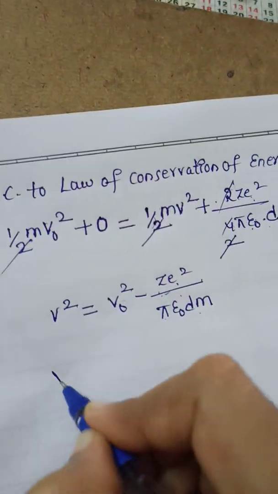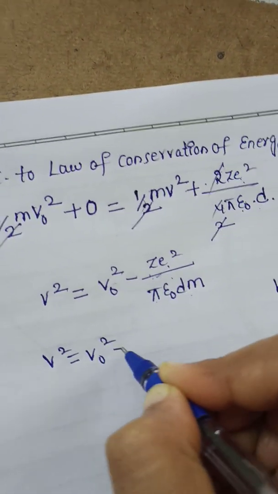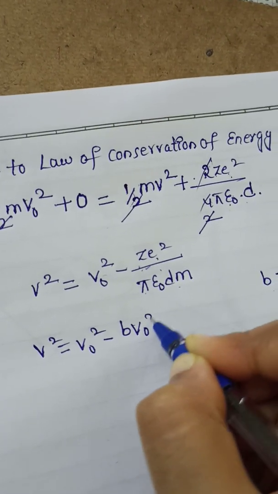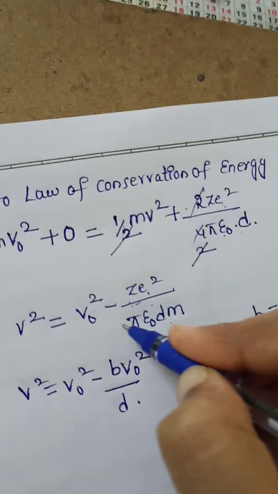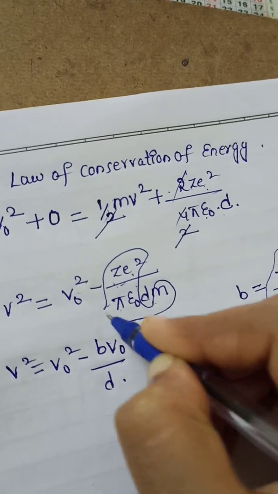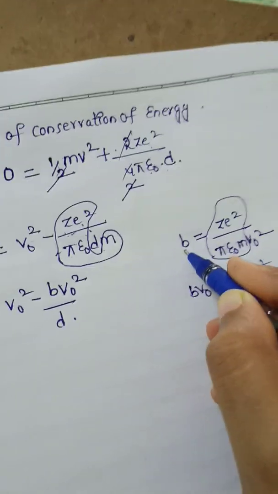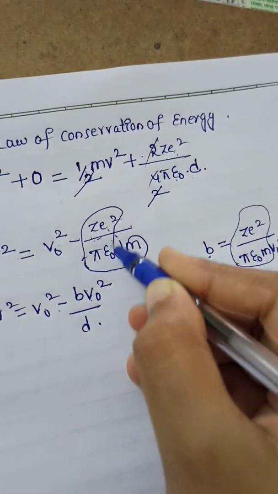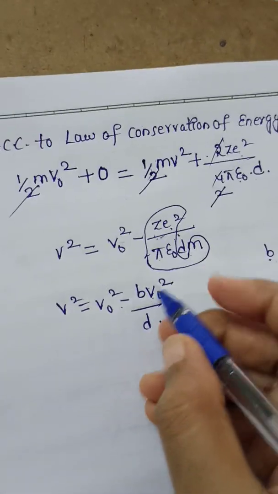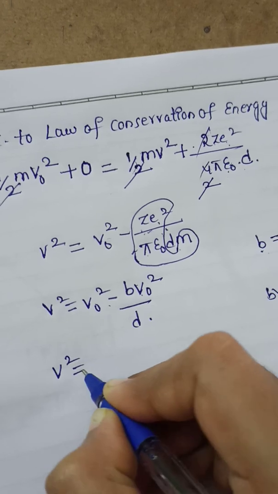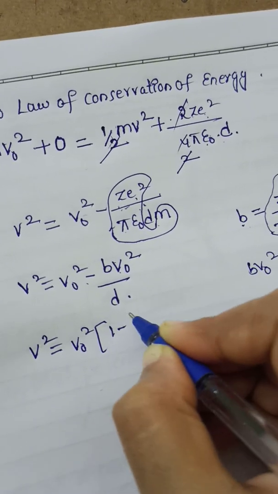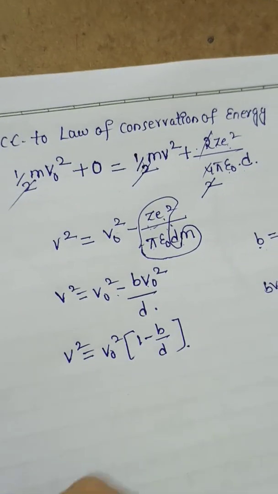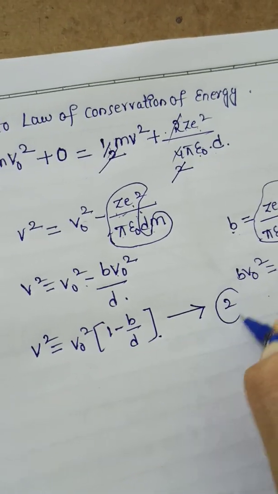Now substitute: v square is equal to v naught square minus b v naught square divided by d, because z e square by pi epsilon naught m value is b. I am substituting b v naught square value here. d is a constant. Now take v naught square as common. v square is equal to v naught square common, that is 1 minus b by d. Keep it on one side. This is equation number 2.